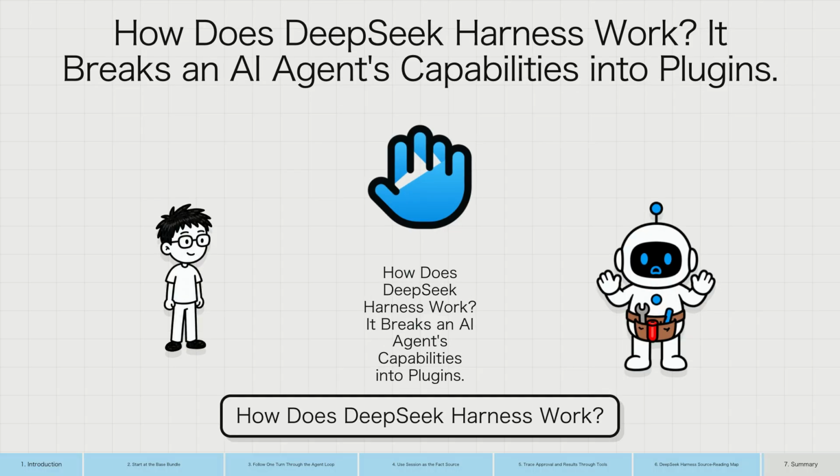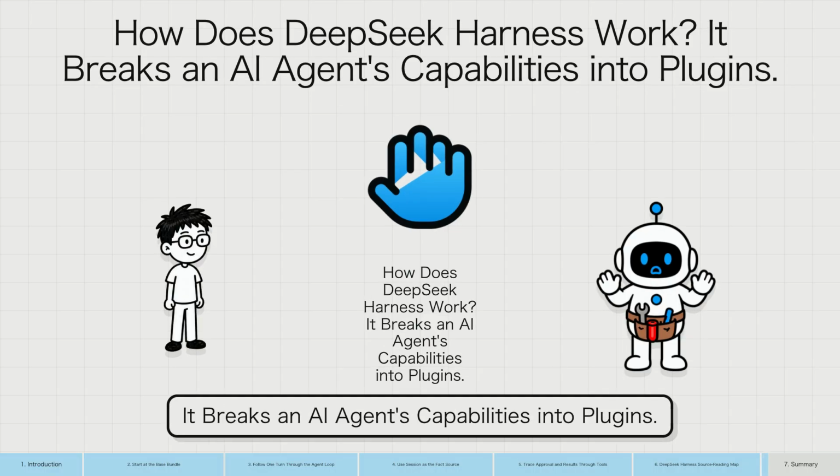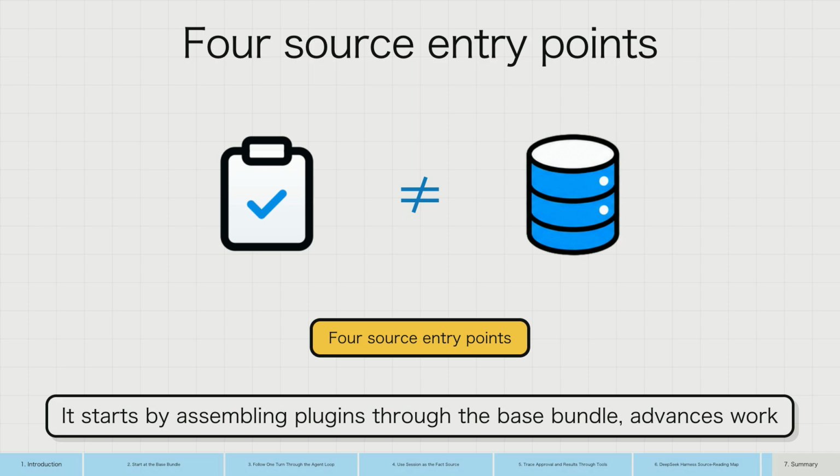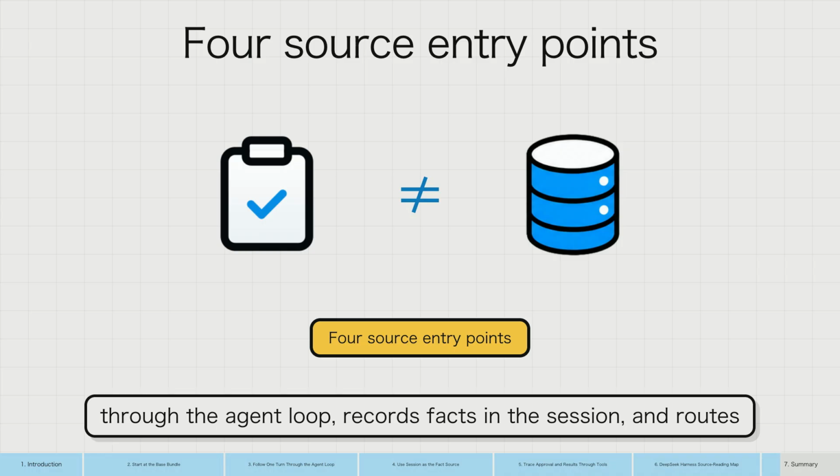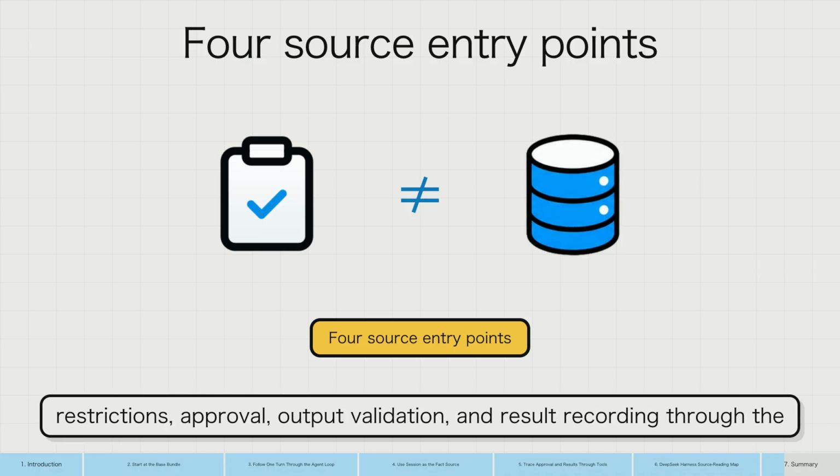How does DeepSeek harness work? It breaks an AI agent's capabilities into plugins. It starts by assembling plugins through the base bundle, advances work through the agent loop, records facts in the session, and routes restrictions, approval, output validation, and result recording through the tool's execution chain.